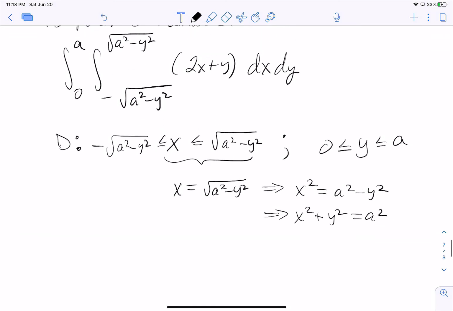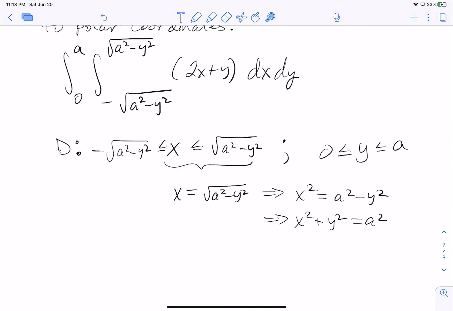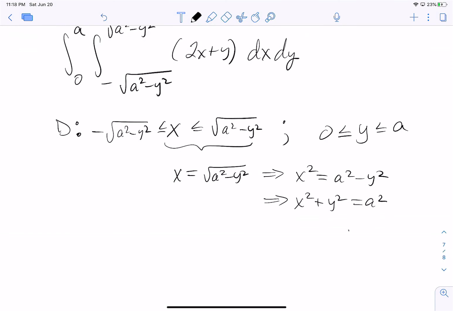Folks, when you get used to this, you're going to recognize these kinds of limits, with the negative square root of a squared minus y squared and positive square root of a squared minus y squared. You're going to recognize that as part of a circle. In this case, our circle is of radius a, but we only have the top half of the circle because y only goes from 0 to a. In other words, y doesn't go negative, so we have the semicircle that lies above the x-axis.